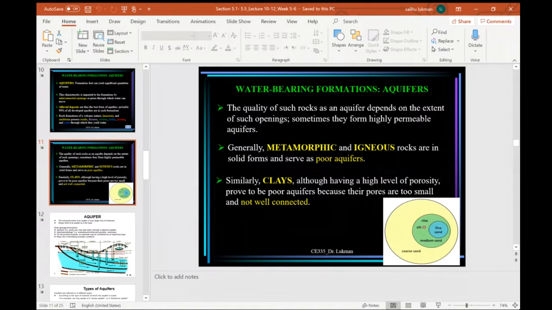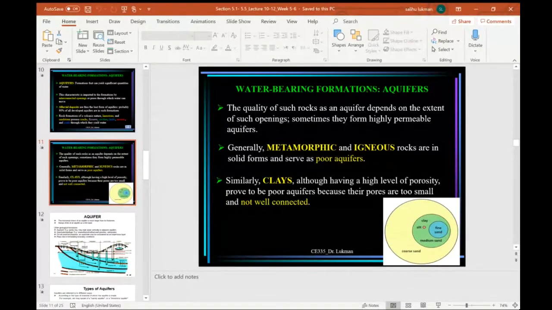The quality of such rocks as an aquifer depends on the extent of such occurrence. Sometimes they form highly permeable aquifers, so that you get a good amount of water. Generally, we have metamorphic and igneous rocks, which are in solid forms and are poor aquifers.